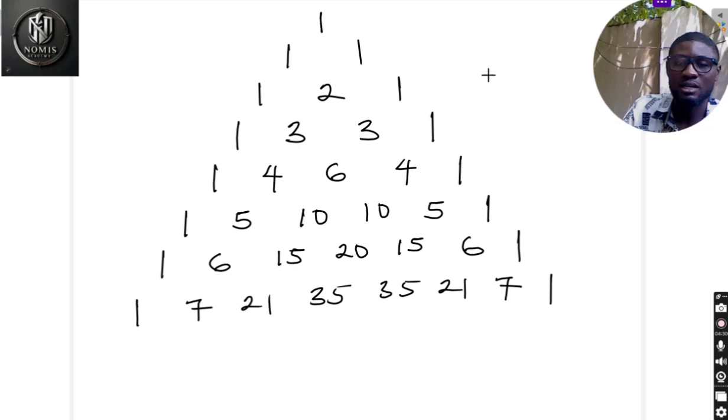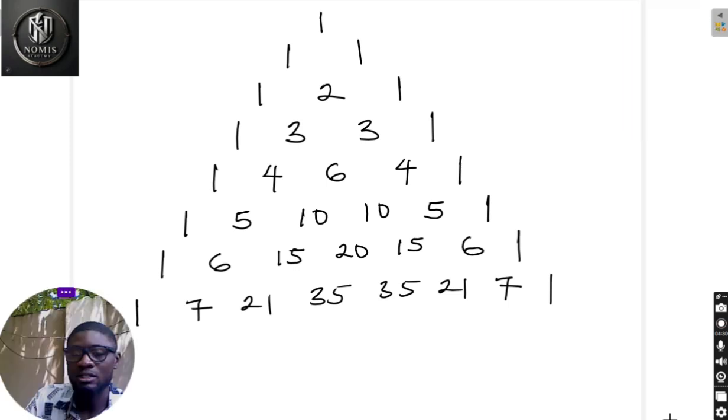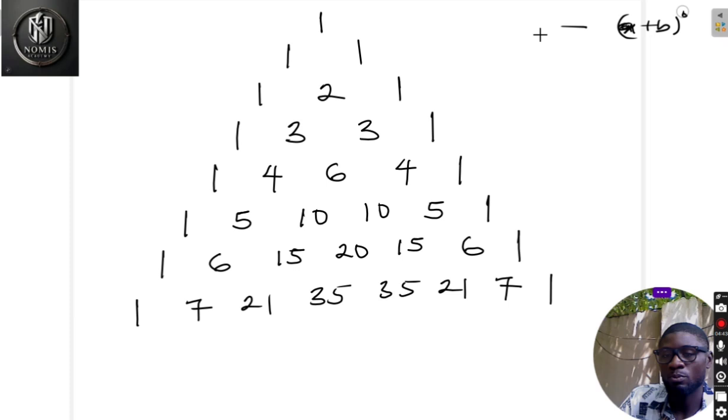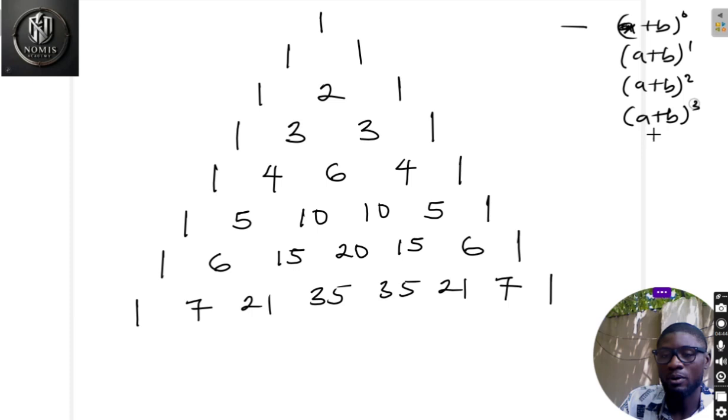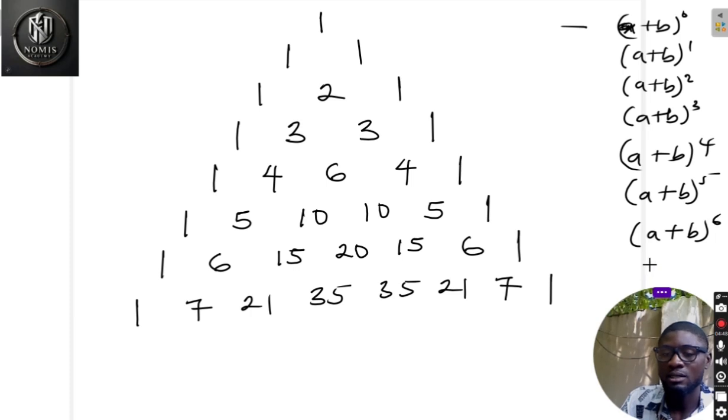So Pascal says the coefficients follow this pattern. Let's take a plus b all raised to the power of 0. This is the coefficient. The second one says a plus b raised to the power of 1. The third one, a plus b raised to the power of 2. Then a plus b raised to the power of 3, the power of 4, the power of 5, the power of 6, and the last one that we have here is a plus b raised to the power of 7.